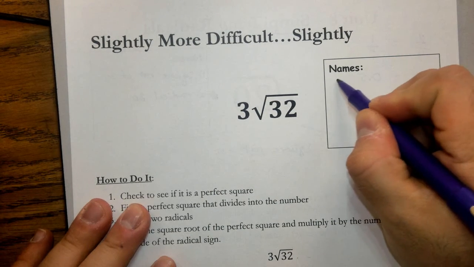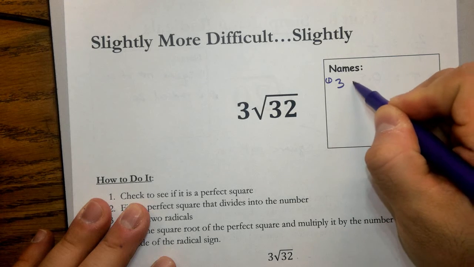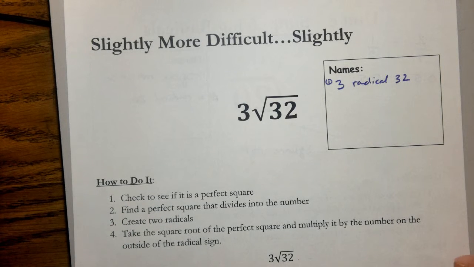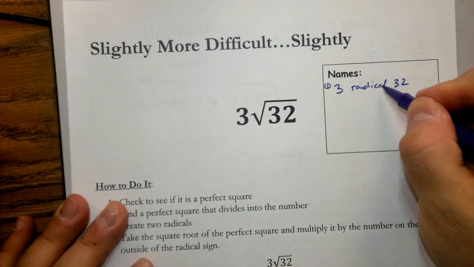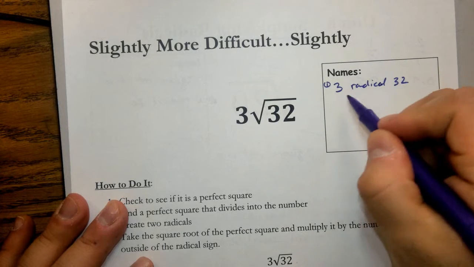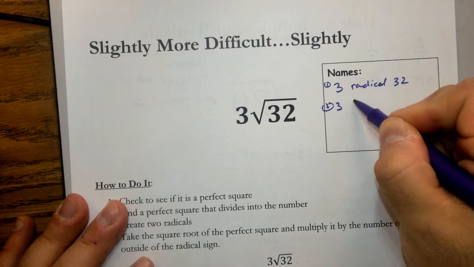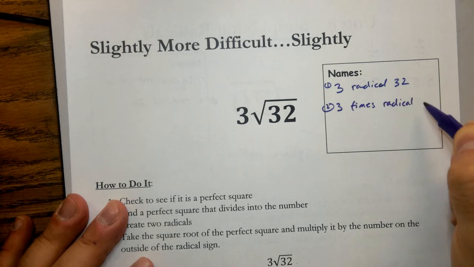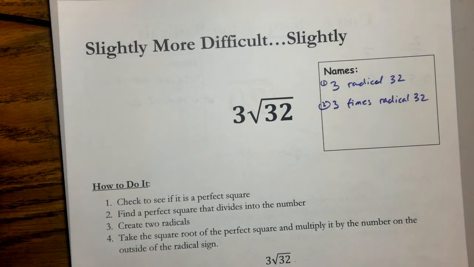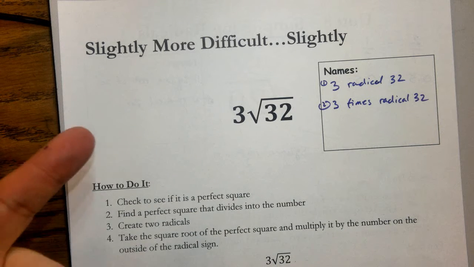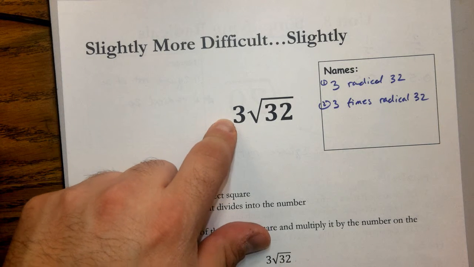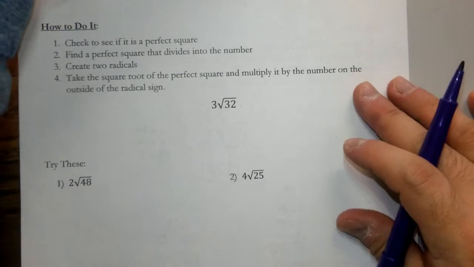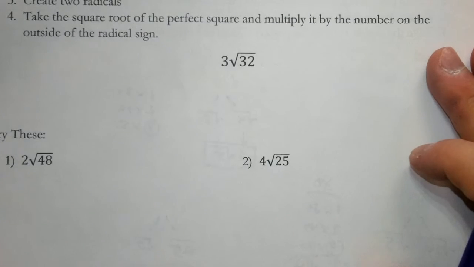You can call this 3 radical 32. But maybe the easier way to think about it when you're simplifying these radicals would be to think of it as 3 times radical 32, or 3 times the square root of 32. Because whatever answer you're normally going to get, you're just going to multiply it by 3 at the very end. And there's a specific way to do this. So let's take a peek over here as we try to simplify 3 radical 32.